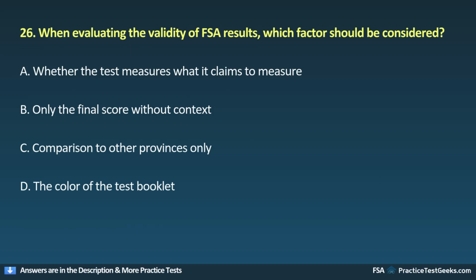26. When evaluating the validity of FSA results, which factors should be considered? A. Whether the test measures what it claims to measure. B. Only the final score without context. C. Comparison to other provinces only. D. The color of the test booklet.